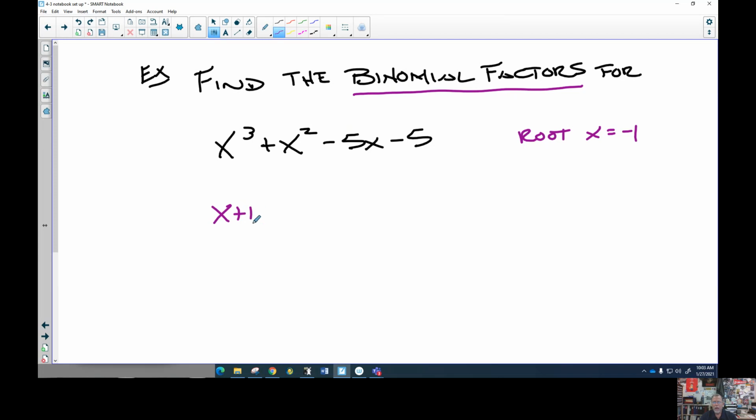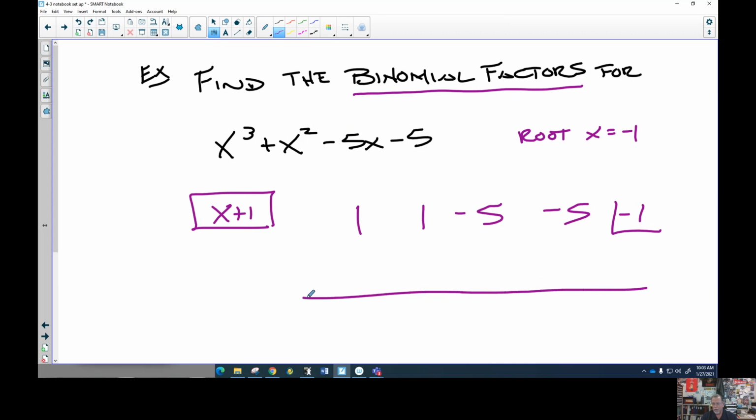What that means is if x plus 1 is a factor, we can factor it out of here, in other words, divide it out. So let's do that division. We've got 1, 1, -5, -5, and I put -1 in the box here. So bring down the 1, multiply by -1, add, I get 0, multiply, I get 0, add, I get -5, multiply by -1, I get 5, add, I get 0. I know I should have got 0, just like in 4.1. If we didn't get 0, I probably multiplied wrong, or divided wrong, or did the graph wrong.